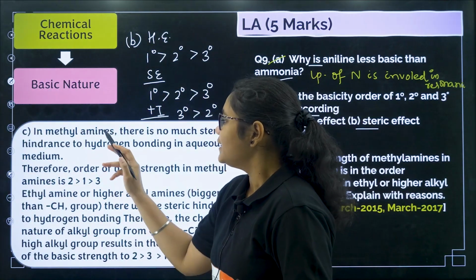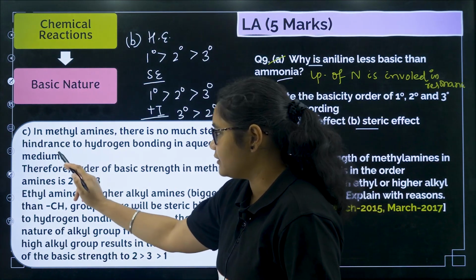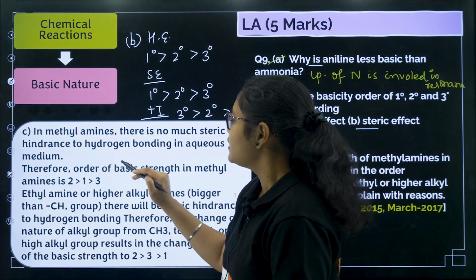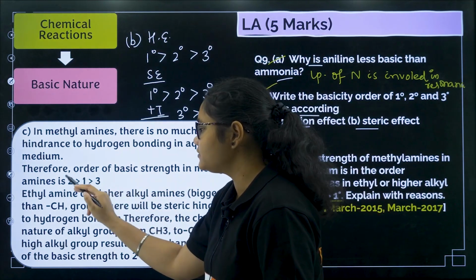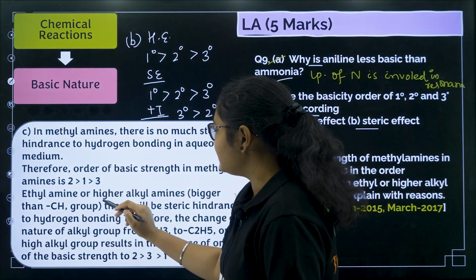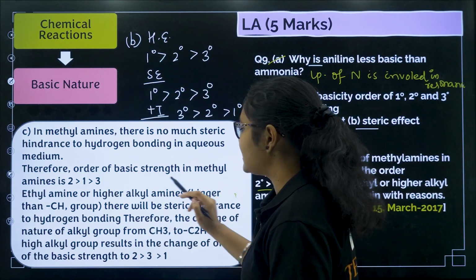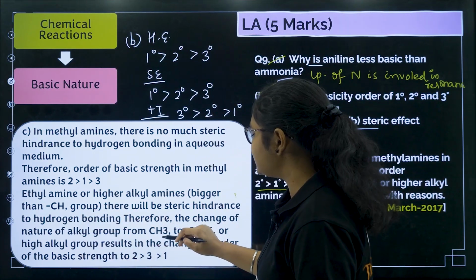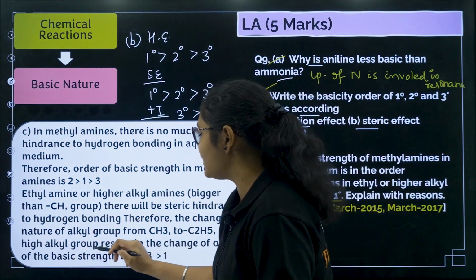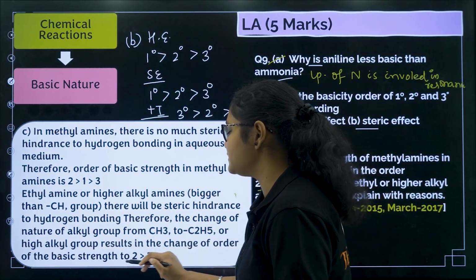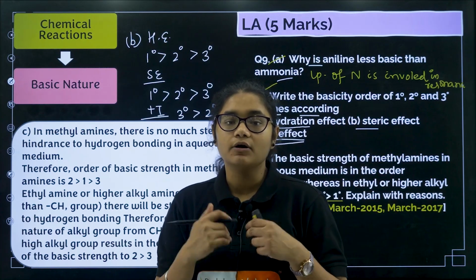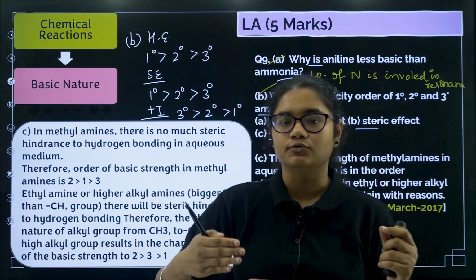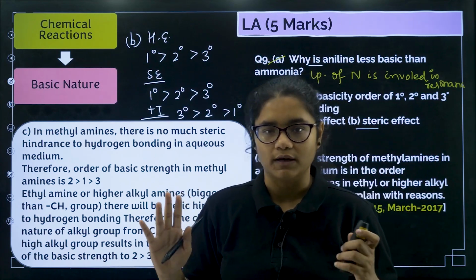So if you combine all these things, we get different results. You can see here, in methyl amines there is not much steric hindrance to hydrogen bonding in aqueous medium, right. Therefore the order of the basic strength for methyl group is 213. But for ethyl amine or higher alkyl amines, there will be steric hindrance to hydrogen bonding. Therefore the change of nature of alkyl group from CH3 to C2H5 or higher alkyl group results in the change of the order of basic strength to 231. So because of the steric hindrance in hydrogen bonding, the order changes. In methyl group it is 213, in ethyl group it is 231.